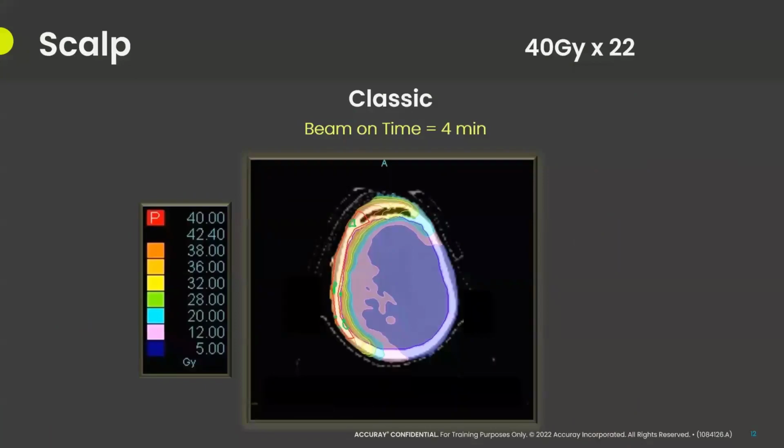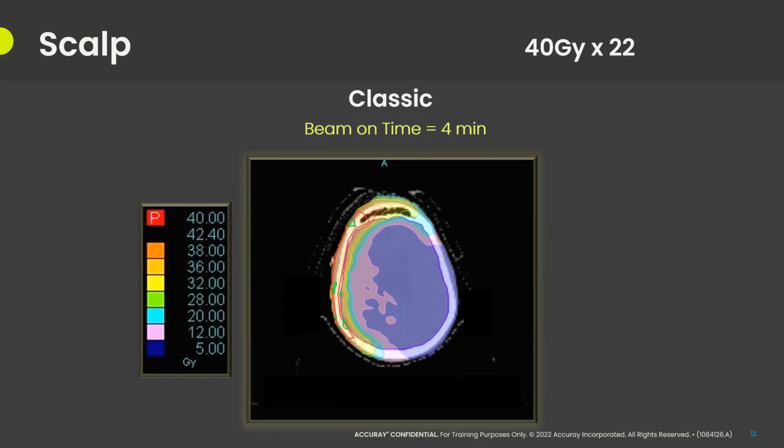All right, so now this was a scalp case planned on a Classic planning system. The customer prescribed the PTV to the median dose of 40 gray. So you'll notice that the target isodose is more of a light orange rather than the full prescription dose. So I'm not really sure if the doctor was looking for better sparing of critical structures or if they felt that the 50% coverage was sufficient. But either way, I personally would have liked to see more dose carved away from the brain.